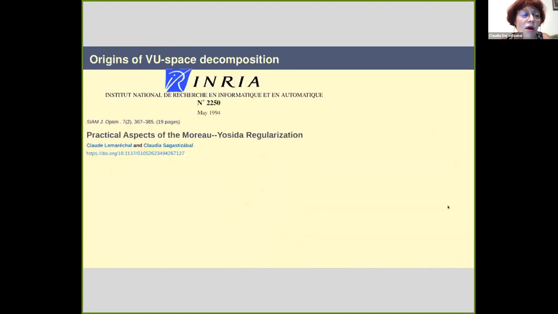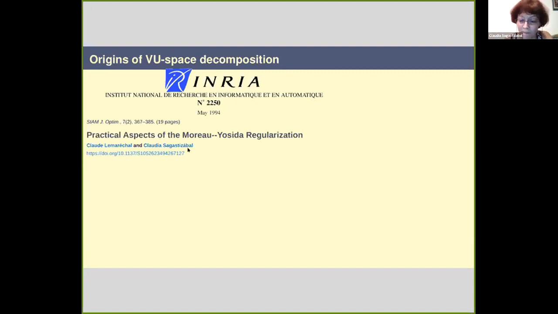Okay, so where do all those ideas come from? They are not new. This is the oldest reference I could find. It's a report from INRIA, because in the past century, this used to be the way of doing things. Now we put everything on arXiv or some preprint server and it's available, but this was the way we used to do things. It took 2 years or more to appear in SIOPT. Here is the reference, this paper.